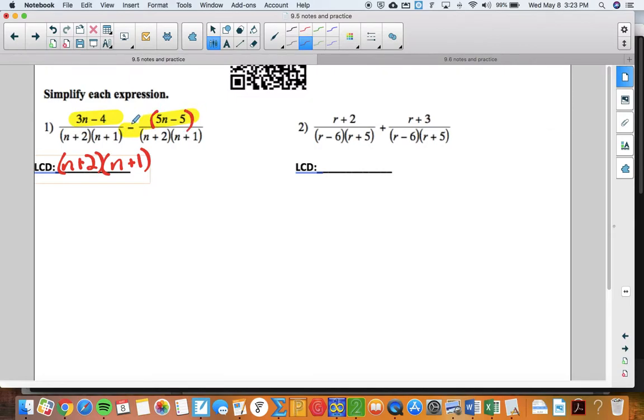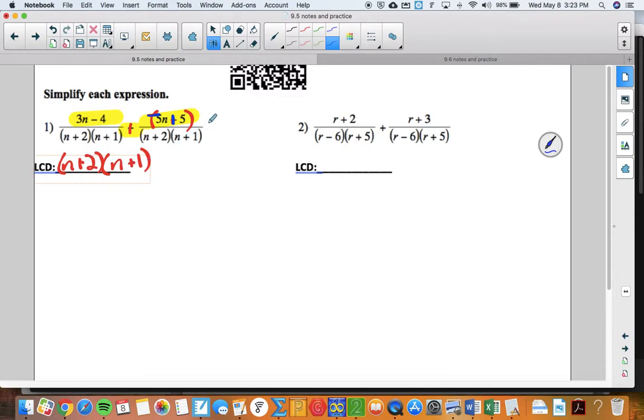What I like to do is think of that as adding the opposite. So I'm adding a negative 5n, and then if I was subtracting a negative, that's the same as adding a positive. So I took the opposites of each of these. Subtraction is the same as adding the opposite. So negative went to a positive, positive went to a negative.